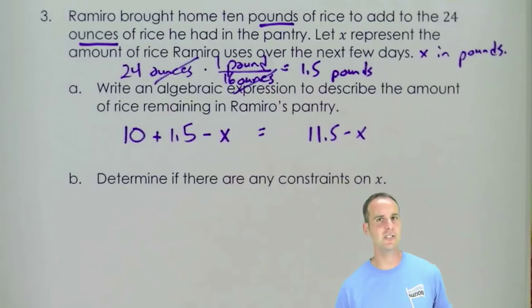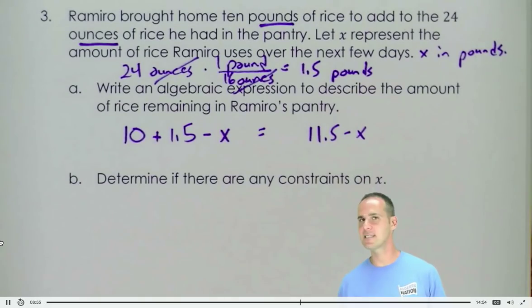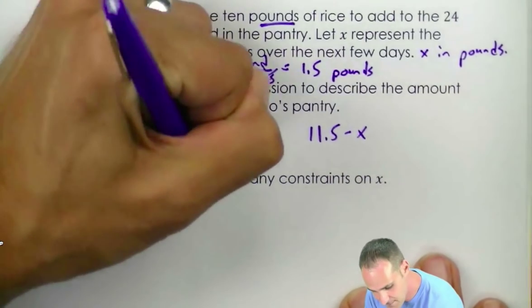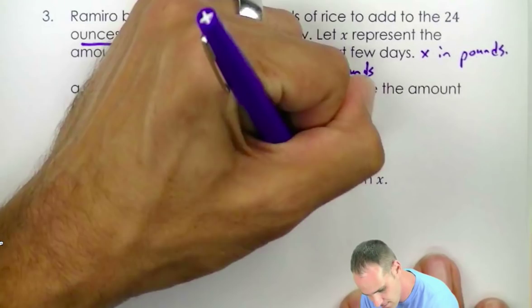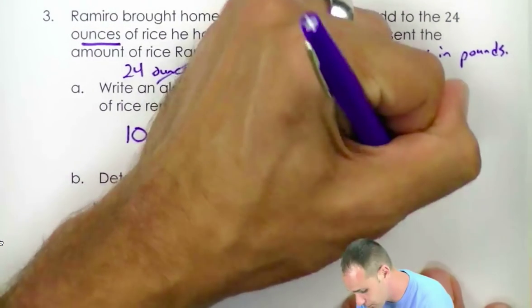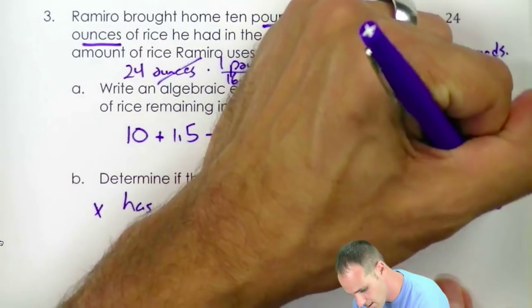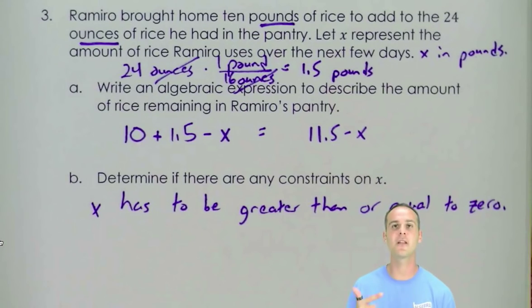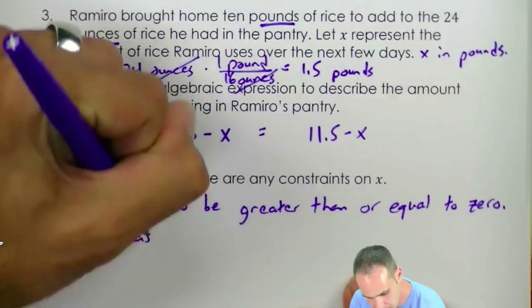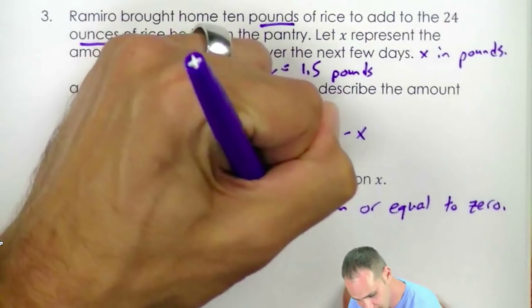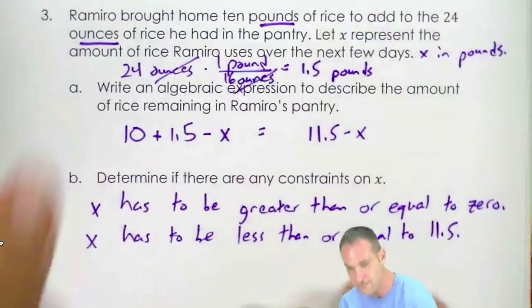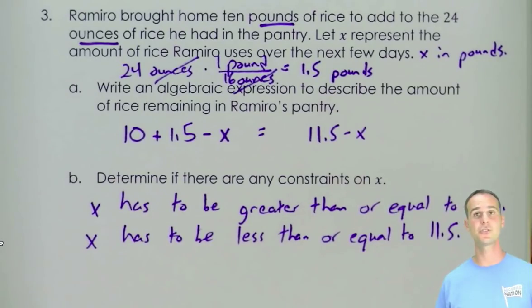Are there any constraints on X? Yeah, X can't be negative, okay, first of all, so I would say X has to be greater than or equal to 0. Doesn't have to use any rice. But also, it can't be more than 11.5 pounds because that's all he has. So X has to be less than or equal to, if he wants to use it all up, equal to 11.5. And that's how we can describe the constraints on X.